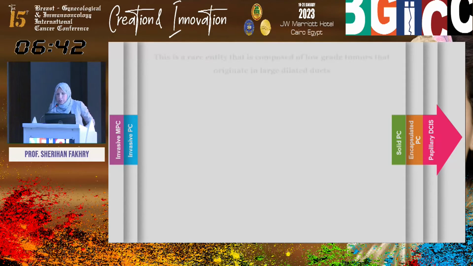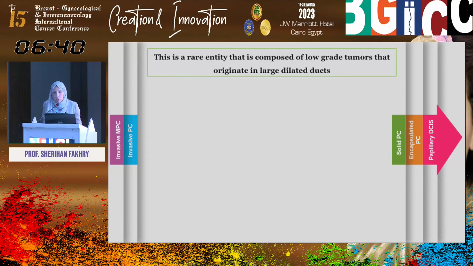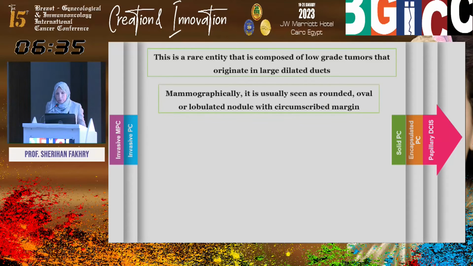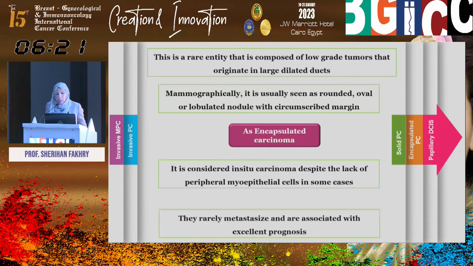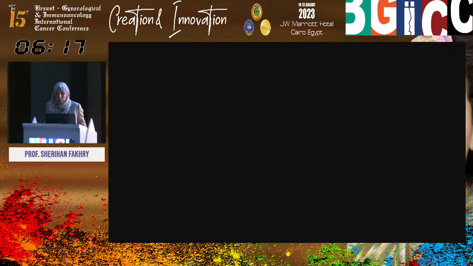Concerning solid papillary carcinoma, it is a rare entity that is composed of low-grade tumor that originate in large dilated ducts. Mammographically, it usually appears as a circumscribed or lobulated nodule or mass, and as encapsulated carcinoma, they are considered in situ carcinoma, despite the lack of peripheral myoepithelial cells in some cases. They rarely metastasize and are associated with excellent prognosis.